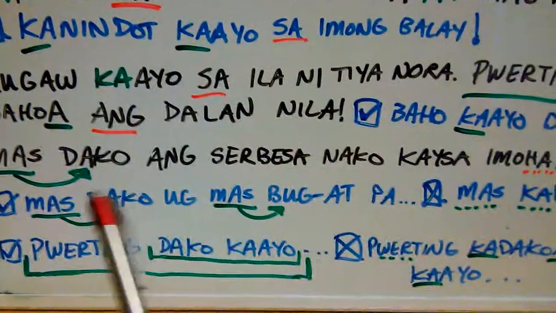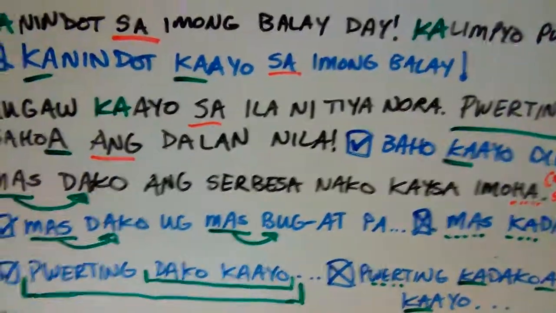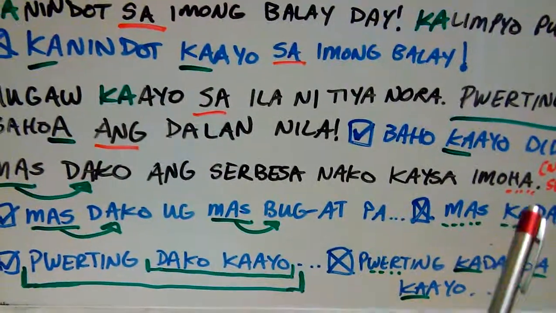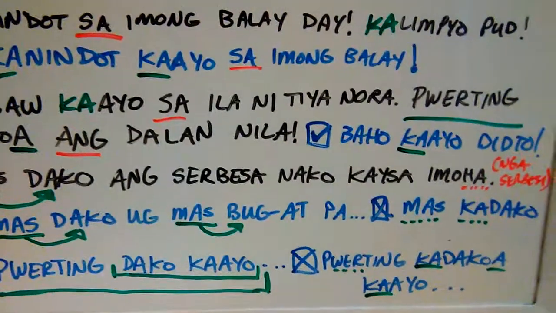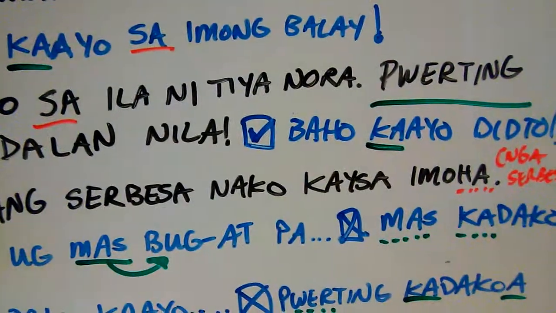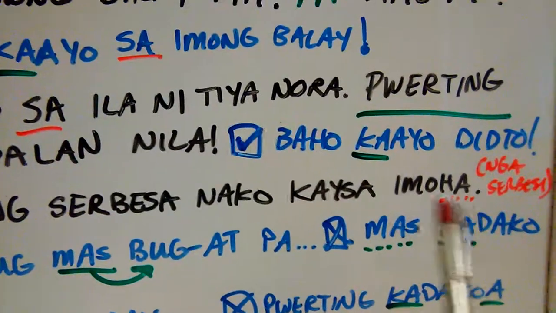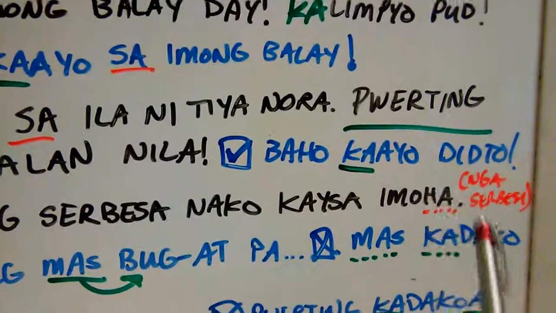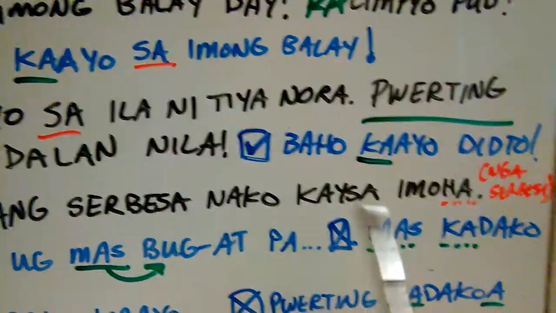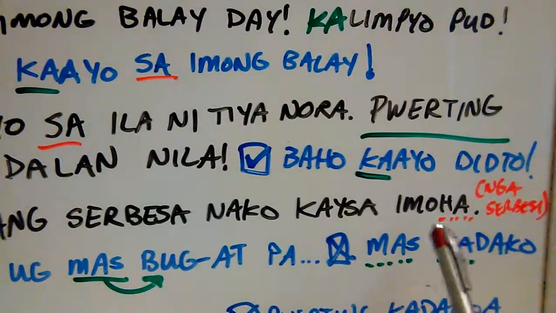And our next one is mas dako ang serbesa nako kaysa imoha, right? Mas dako ang serbesa nako kaysa imoha. All right, again, I'm just gonna explain this imoha here. I used imoha because again, it is a specified pronoun that's possessive. We know it to be imoha. Imohang what? Nga cerveza. We're comparing my beer to your beer. That's why it's specific, because you have something. And what is that something? It's a beer. Okay?